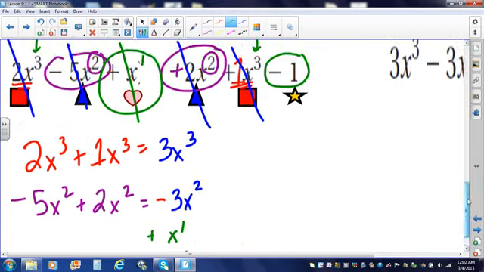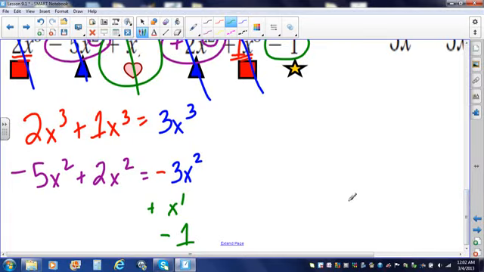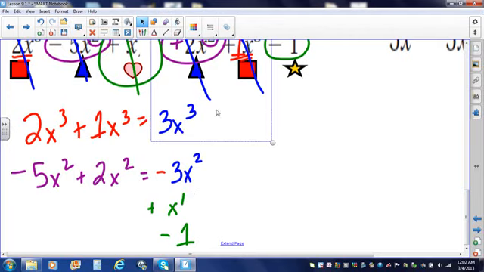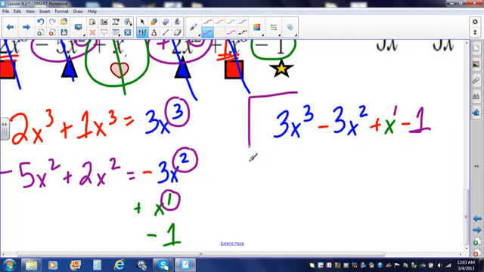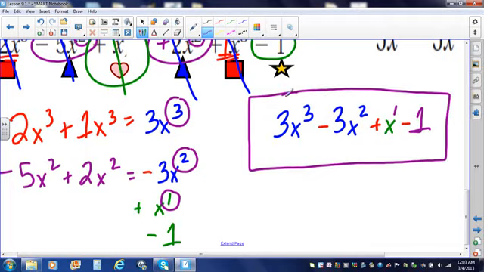Now remember, we write these in order from largest exponent to no exponent. So my largest exponent would be to the third power right here. Then I have to the second power right here. And I have an exponent of 1, that's imaginary right there. And then I have my term, my constant, that does not have an exponent. So there is my solution, or my answer.